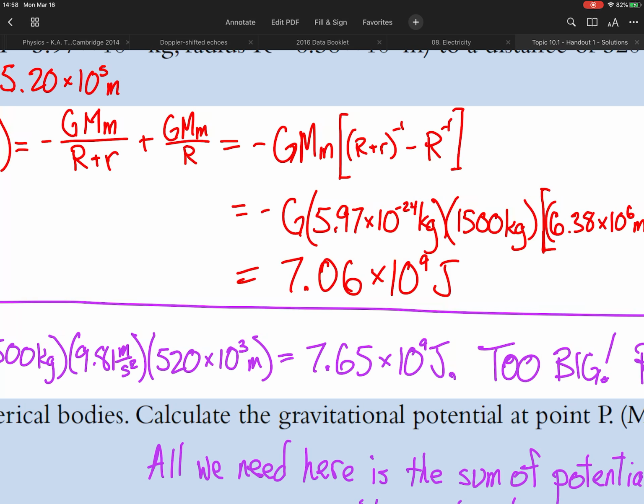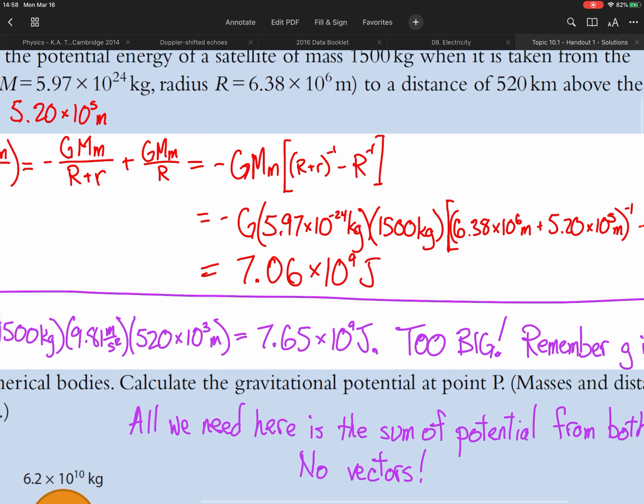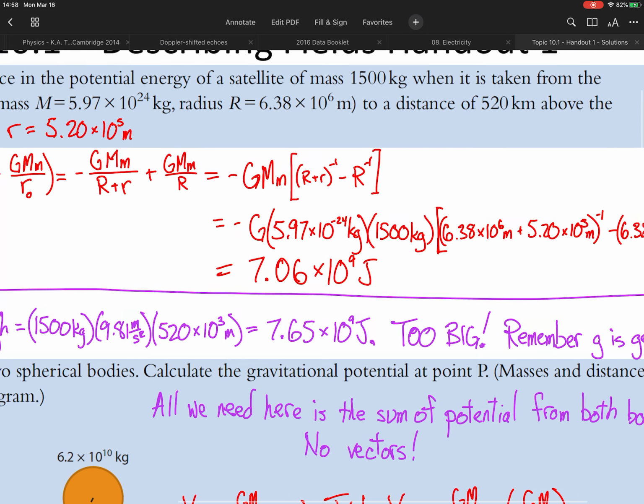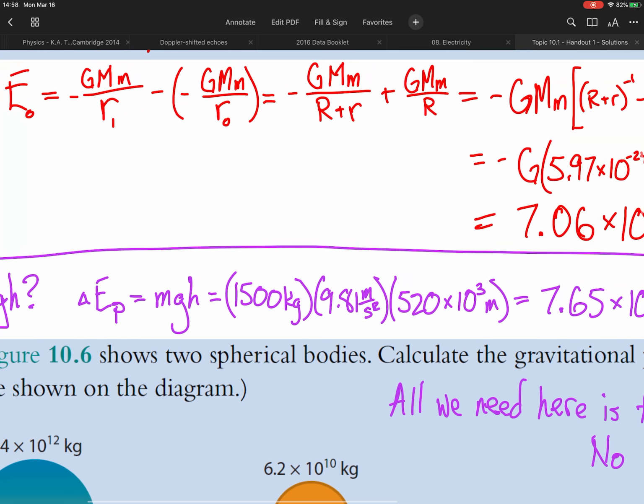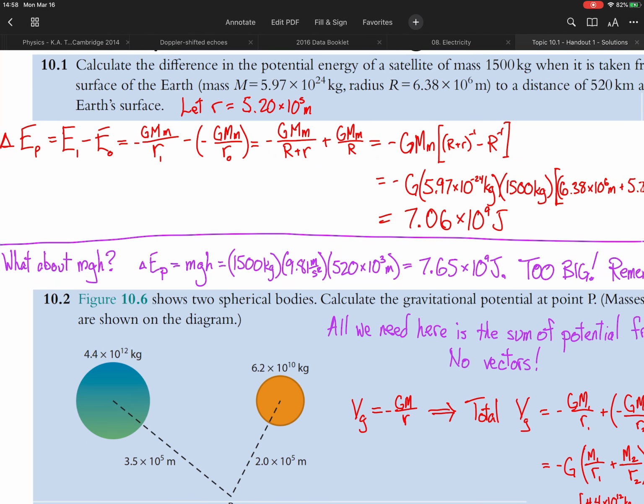Now, this is close to our answer, but not close enough. It's too big. And the reason for that is because the value of g is getting smaller as we get further away from the Earth. 520 kilometers is a considerable distance, and it's big enough that our approximation, as given by mgh, is no longer good enough. Normally, this would be fine for small changes in height, but we don't have those with 520 kilometers.